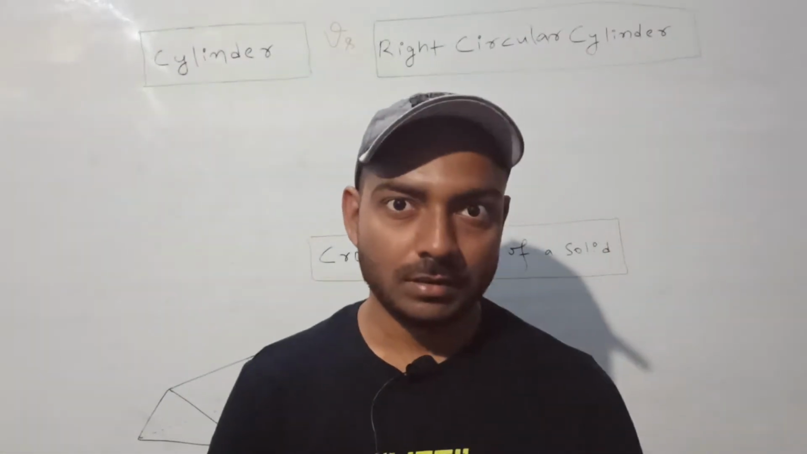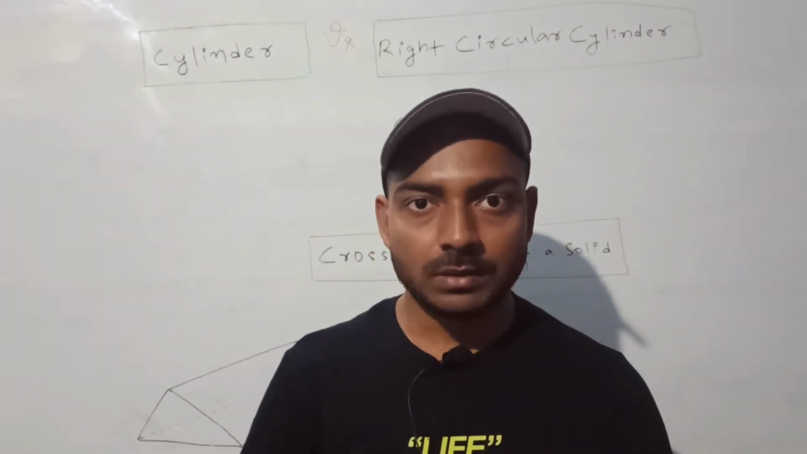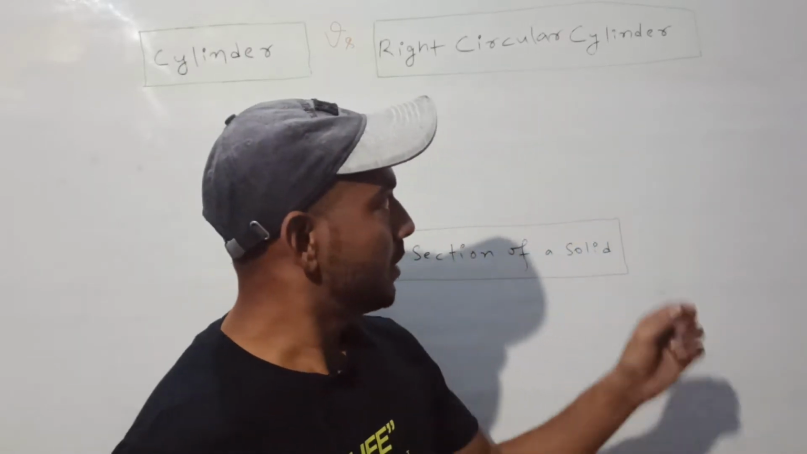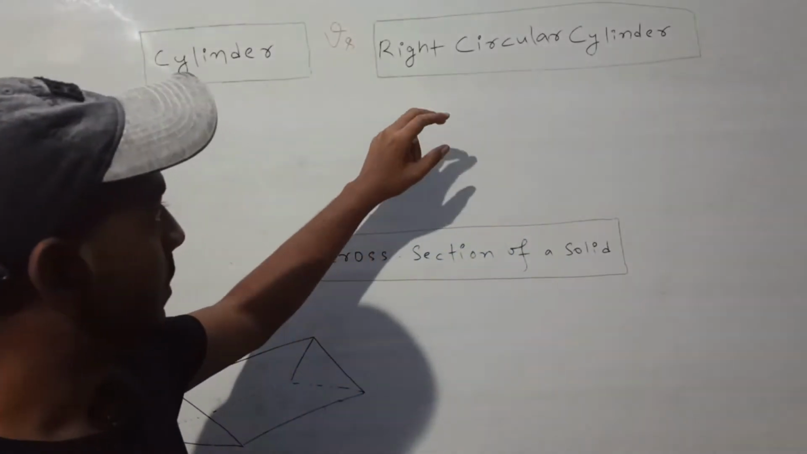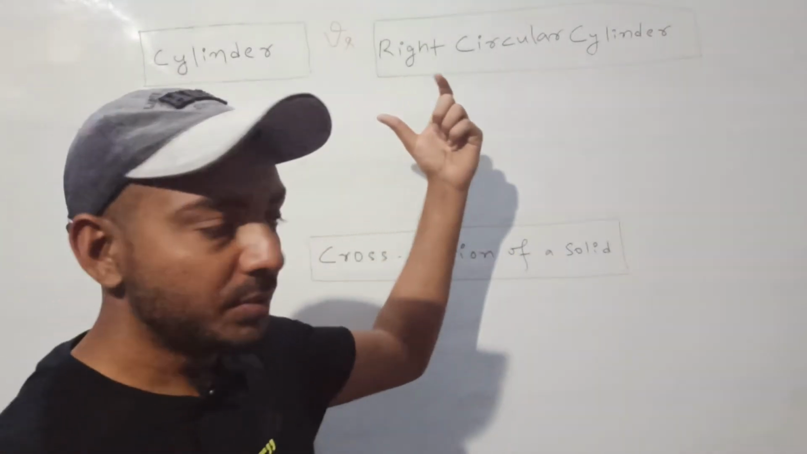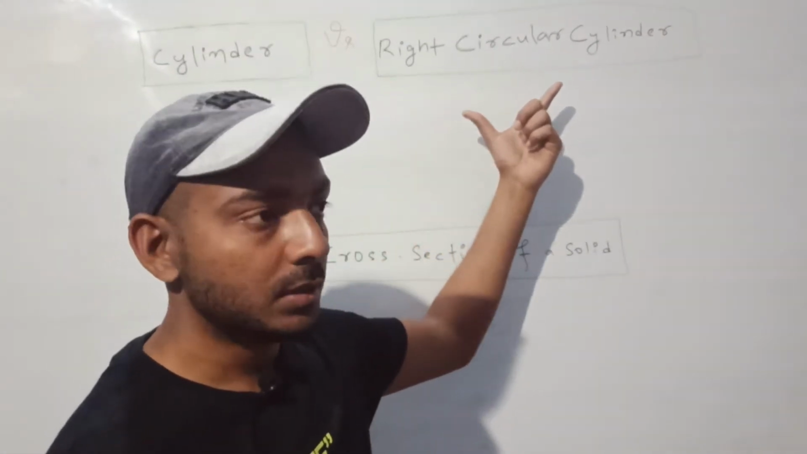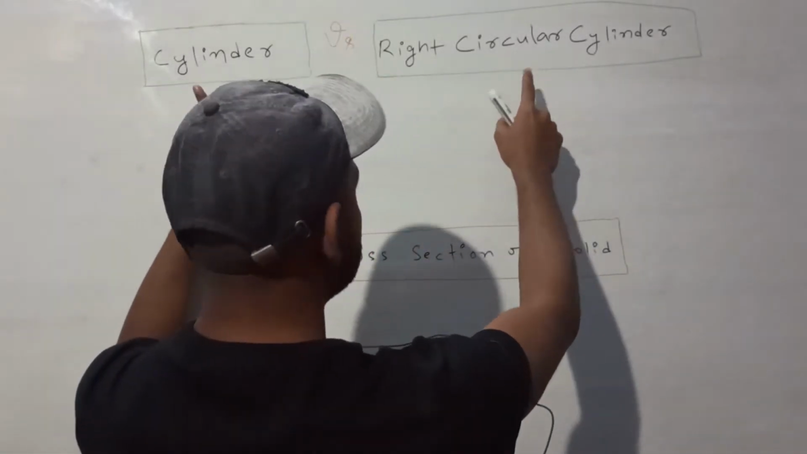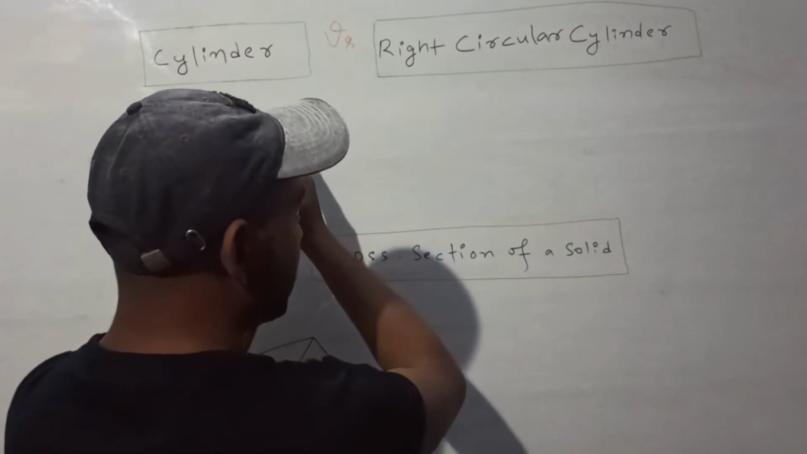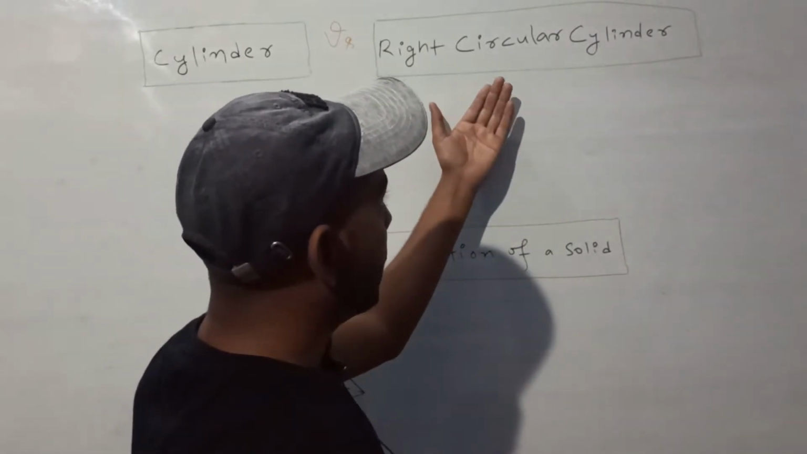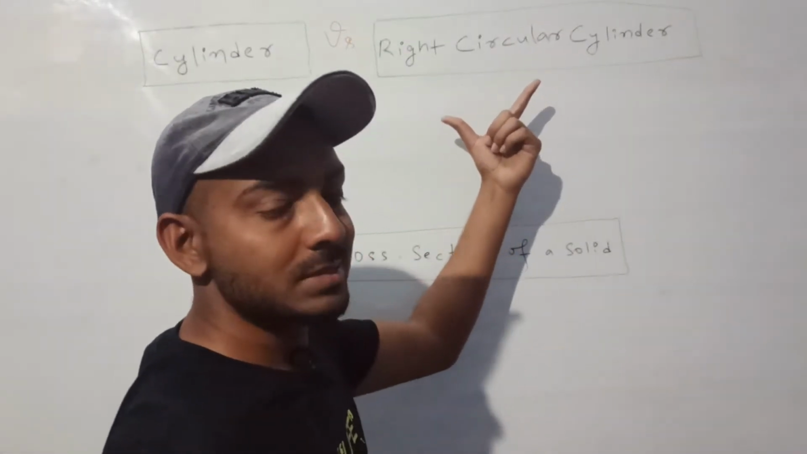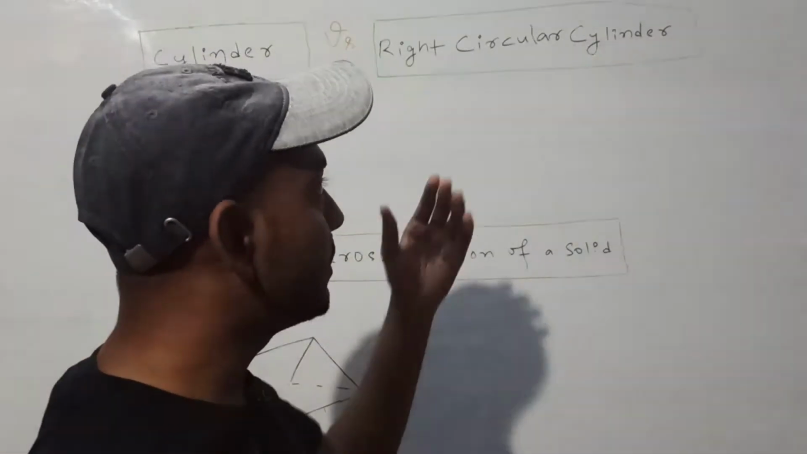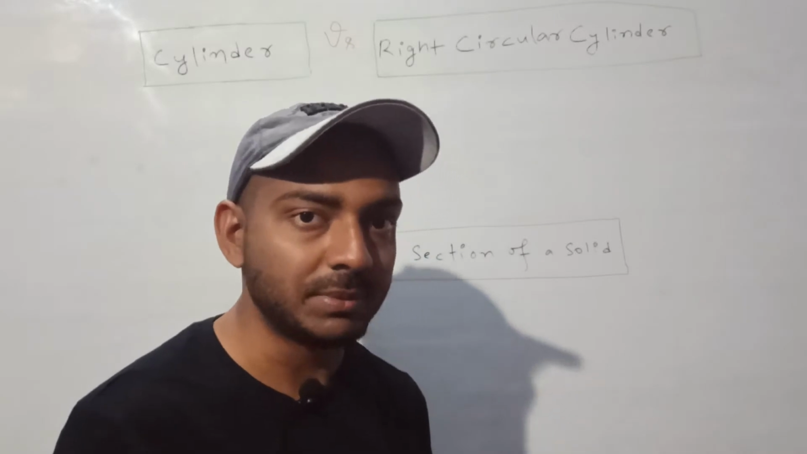Hello friends, in this video I will discuss a right circular cylinder. Before discussing a right circular cylinder, we will find out: are these two the same? That is, is a cylinder or a right circular cylinder the same, or are these two different? And if they are different, then what is the difference between them?